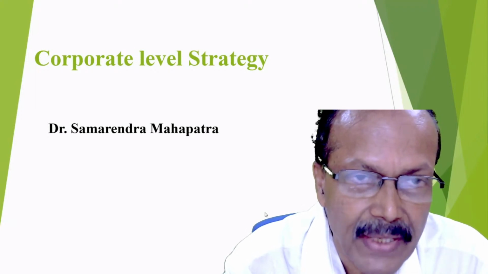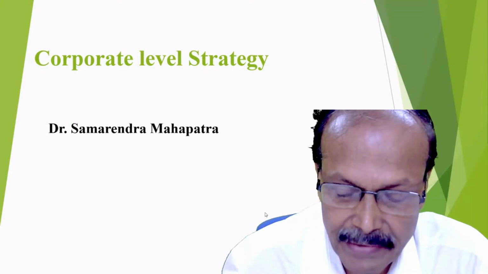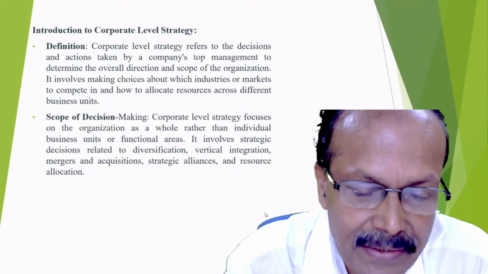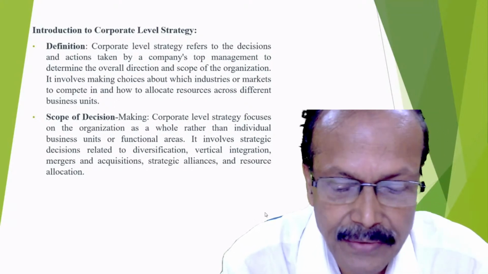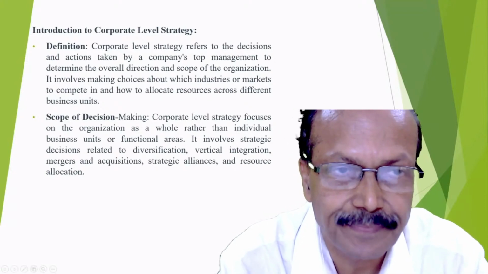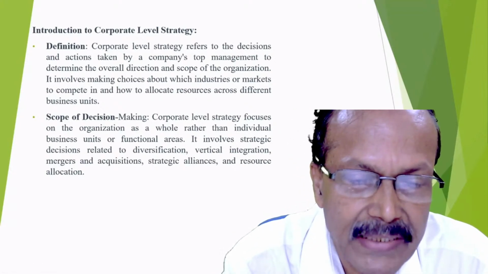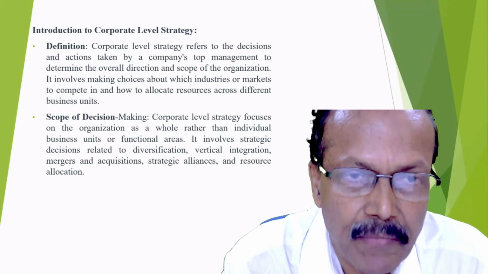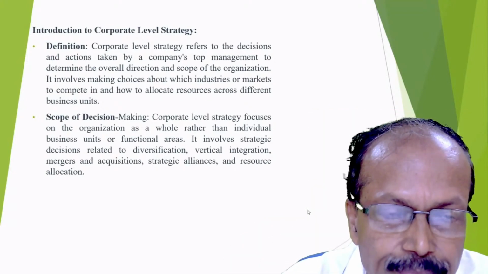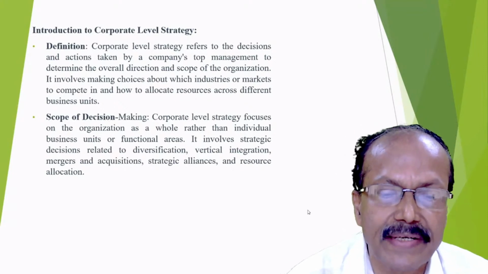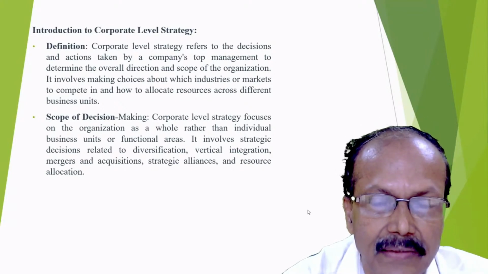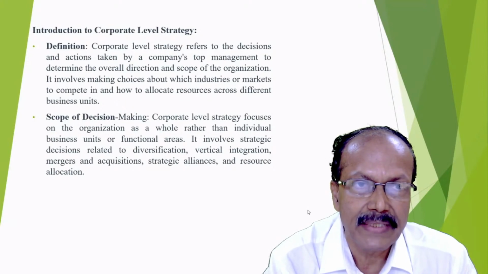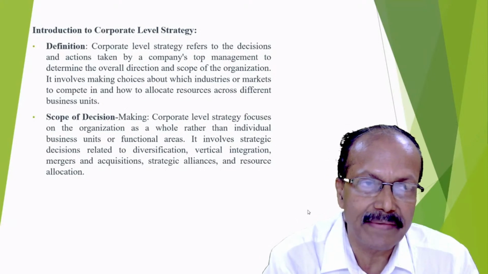Today we will discuss specifically about the corporate level strategy. As you know, strategy is formulated in different levels. Strategy starting from the functional strategy for the functional departments of the organization, then business level strategy for different strategic business units in a multi-product, multi-business corporation, and then the corporate level strategy, and then the global strategy for the multinational organizations. So today we will discuss specifically on the corporate level strategy.